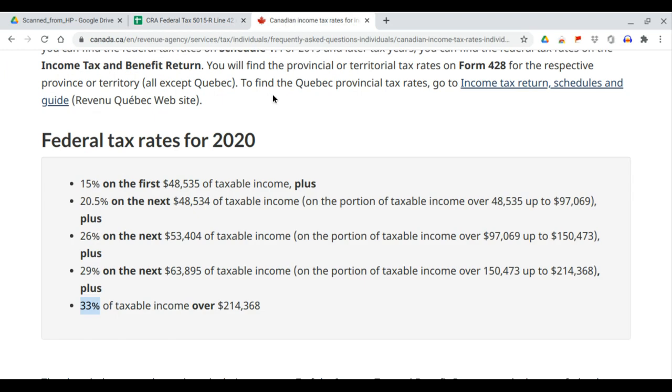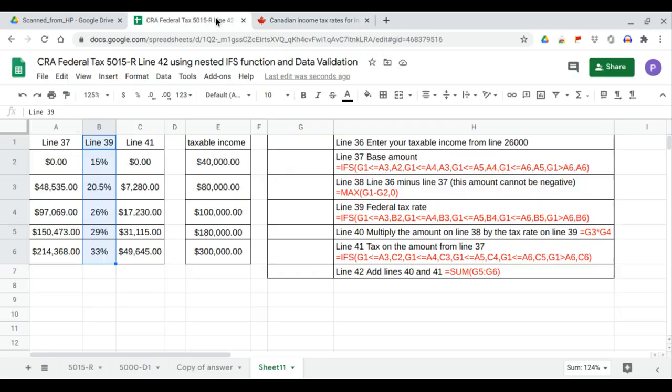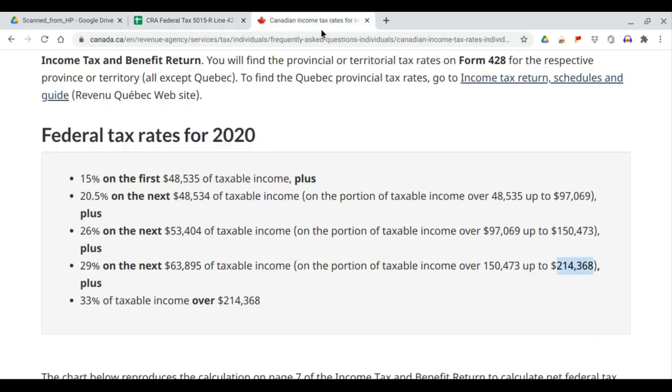Next, the base amount, starting from 0 to 48,535, 97,069, 150,473, and 214,368. And this makes up line 37, the base amount. And finally, line 41, starting from 0.